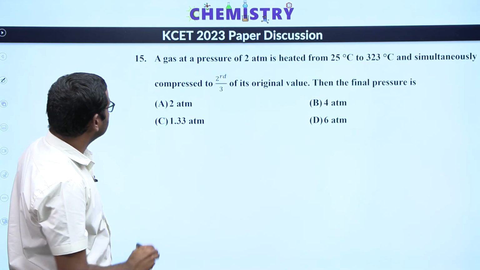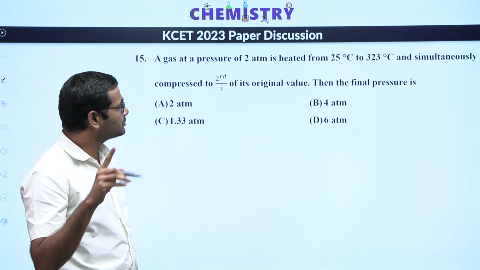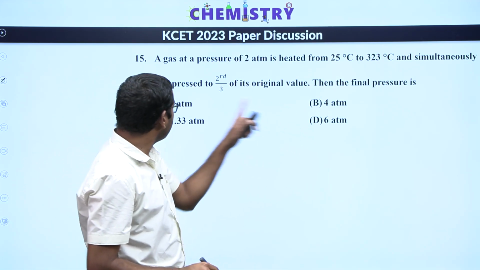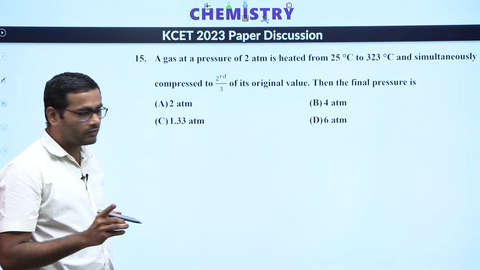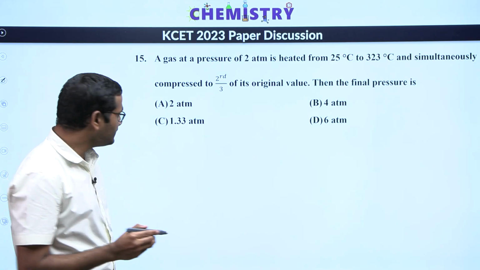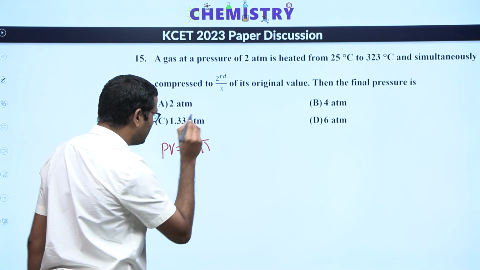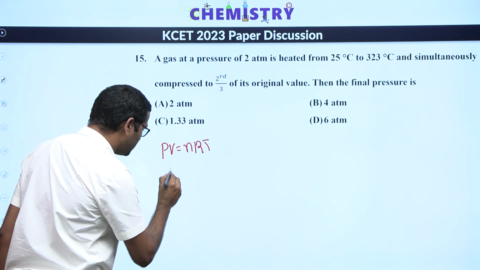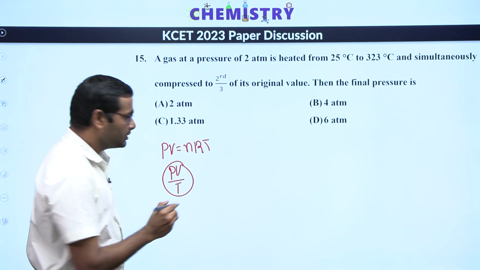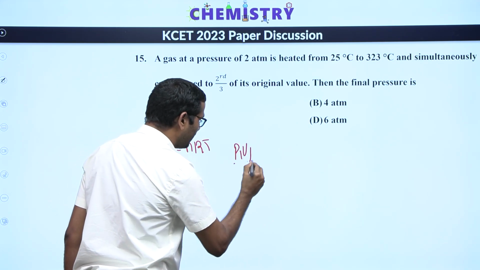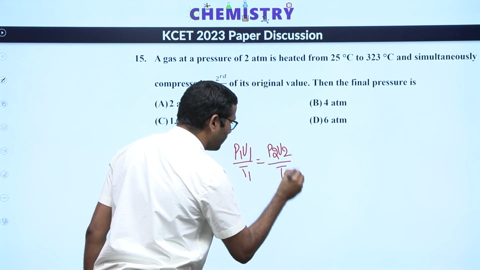Now let's see the 15th question. A gas at a pressure of 2 atmosphere is heated from 25 degrees Celsius to 323 degrees Celsius and simultaneously compressed to 2/3 of its original volume. Then the final pressure is... This is a gaseous state question. Here from PV equal to nRT, since the gas is the same, we are using PV by T equal to constant. So P1 V1 by T1 equals P2 V2 by T2.